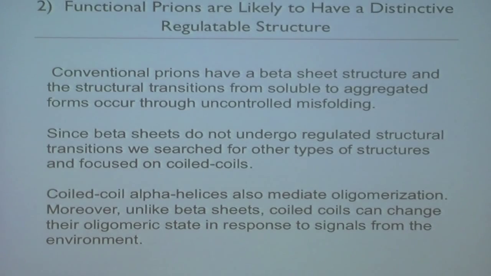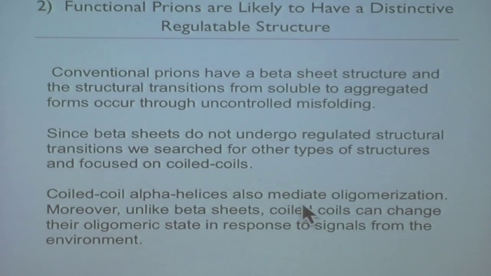And the final point is, as we move into this, we'd like to know, what is so characteristic about functional prions that distinguishes them from pathogenic prions? What is it that allows them to be regulated by signals? And what allows them to be distinguished from pathogenic prions? Are there some structural characteristics?